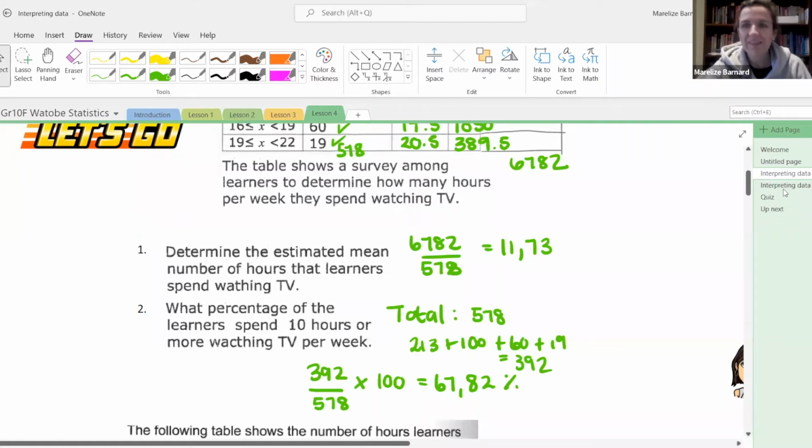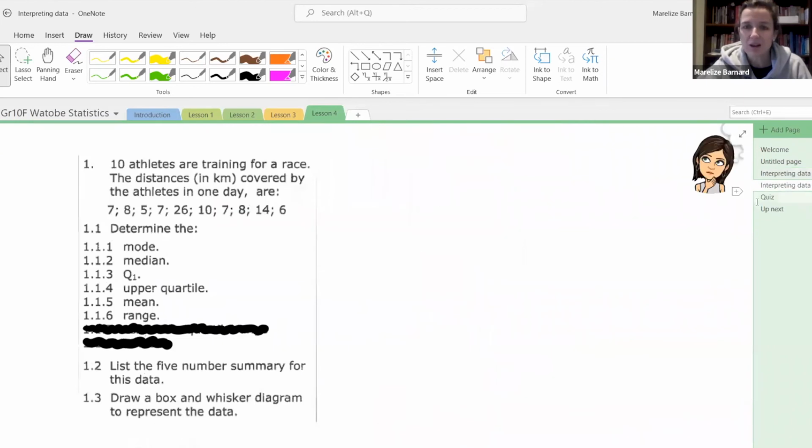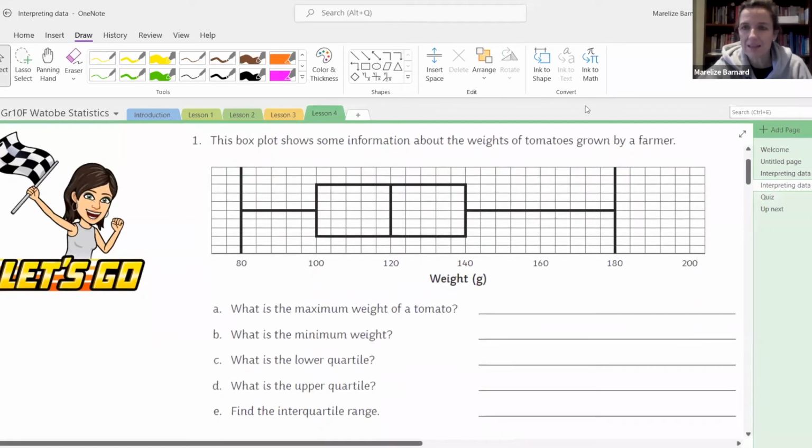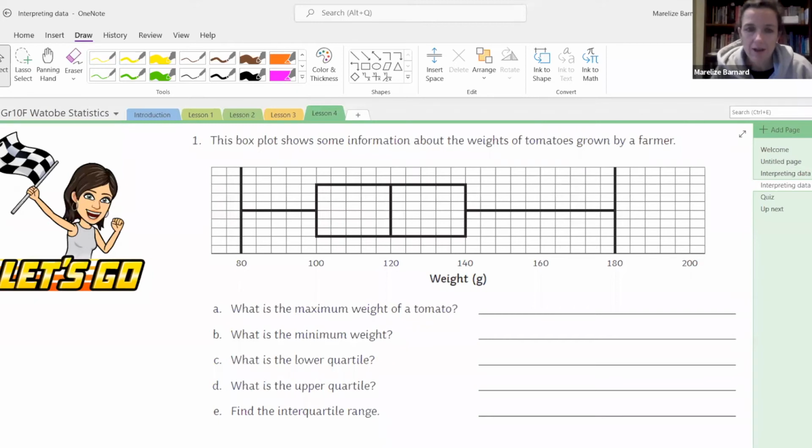Okay. Right, let's move on to our box and whisker plot and let's see what you can remember from our previous lesson about the box and whisker plot. Okay. So here we've got a box plot shows some information about the weights of tomatoes grown by a farmer. So just pop your answer in the chat. What is the maximum weight of a tomato? Pop it in the chat, read it off the box and whisker plot. What is the maximum weight?